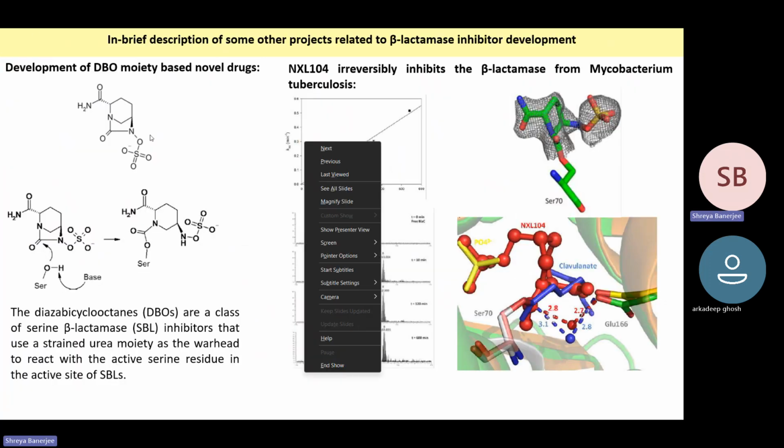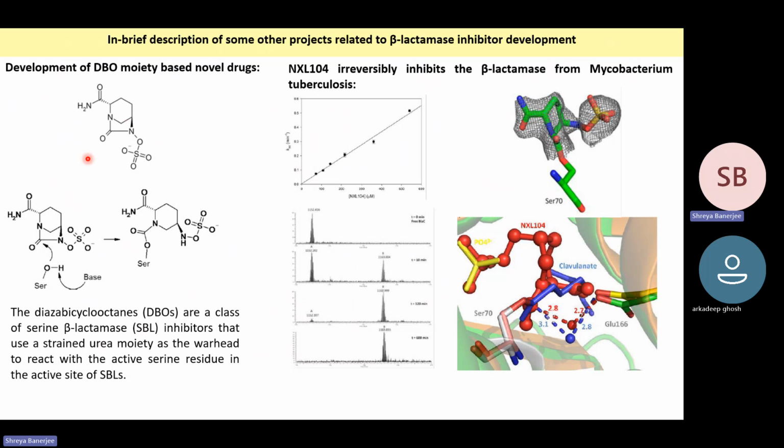There are some other case studies also. Basically, there is a molecule called diaza-bicyclooctane. This molecule belongs to a class of serine beta-lactamase inhibitors that use a strained urea moiety. So C double bond O, N is urea. It is strained because it is in a ring compound. So this strained urea moiety is the warhead which reacts with the active serine residue in the beta-lactamase.